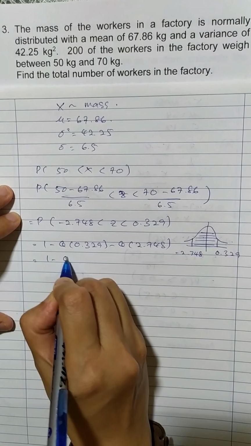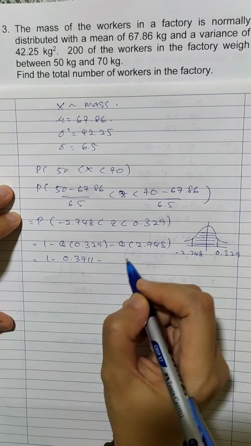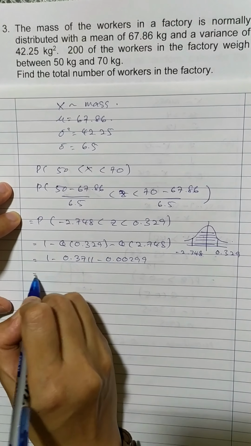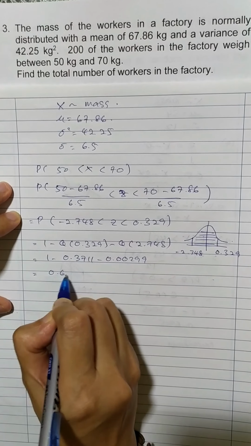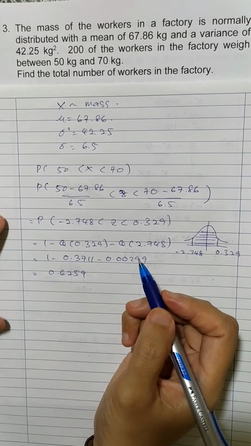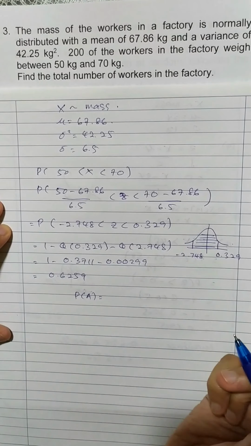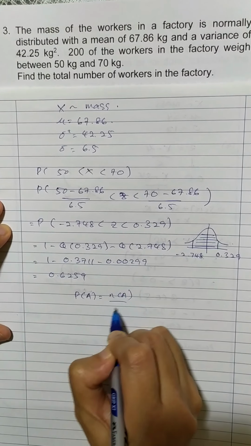Okay, this one: 0.3711 minus 0.00299. Okay, the probability is 0.6259. By using the formula of probability of event A equals the number of event A over the number of sample space.